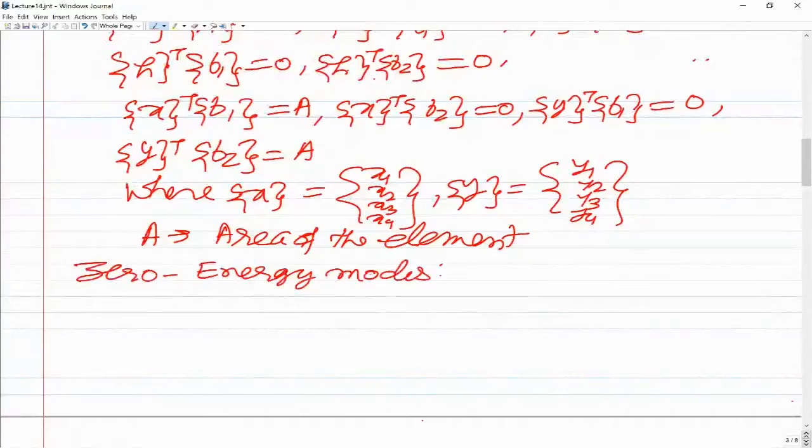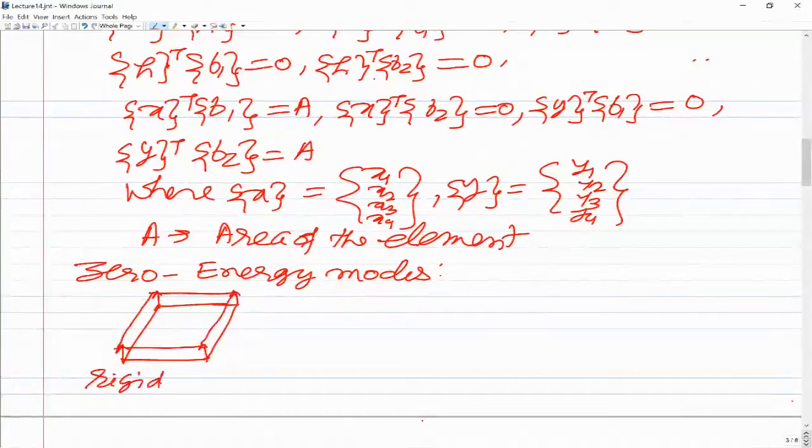Now if you take the element, let us say this is the element, and then take the rigid body mode, which is translation along z, we will have the same w at all the four nodes. So if you look at the deformed shape of the element, it is going to be like this. This is a rigid body mode. I'm only showing a few of these.